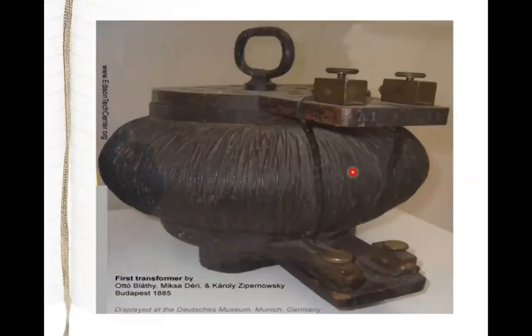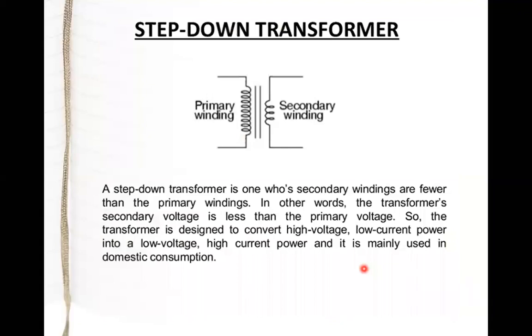This was the first transformer made in Budapest, in the year 1885, and it is still placed in one of the museums in Germany. So you can see the two coils. One is the primary and the other is the secondary coil. Now, we have two types of transformer: step down as well as step up transformer. So you can see the symbol of the transformer in this manner.